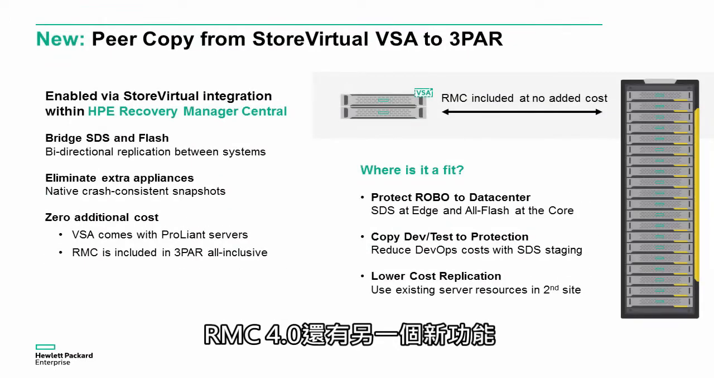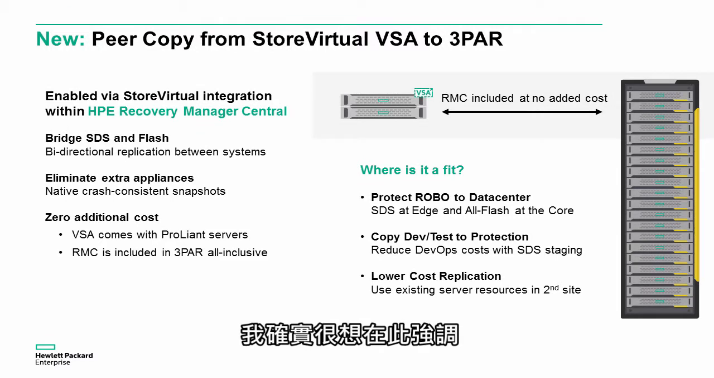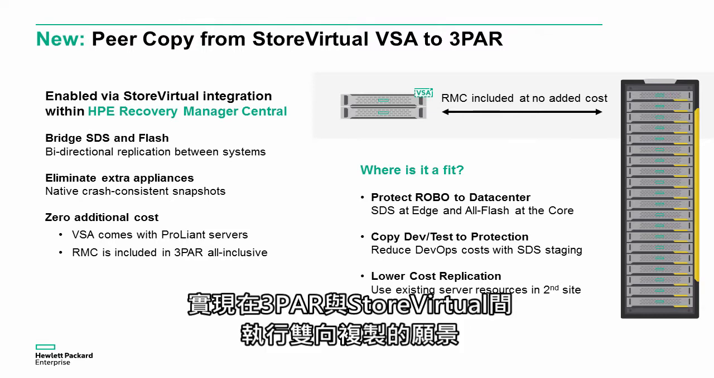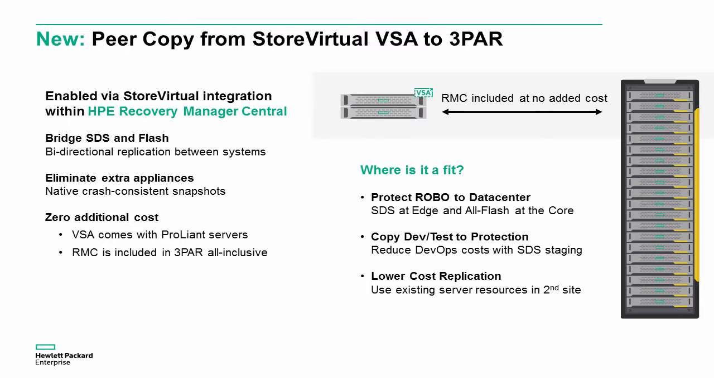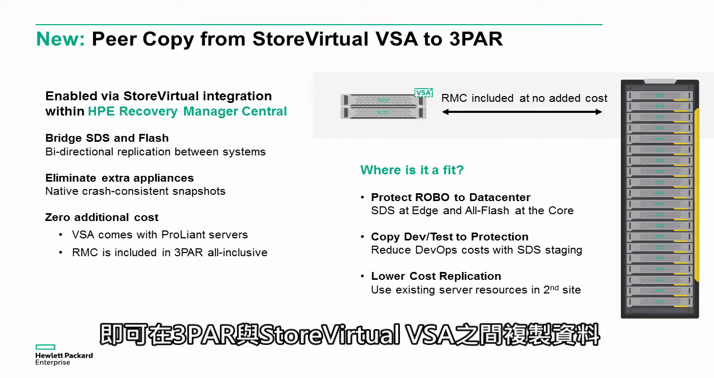And then there's one more new feature with RMC 4.0 that I really want to highlight. That's HPE Peer Copy. We're realizing our vision of bidirectional replication between 3PAR and StoreVirtual with HPE Peer Copy. This means without a hardware appliance, you can now replicate data between 3PAR and StoreVirtual VSA.